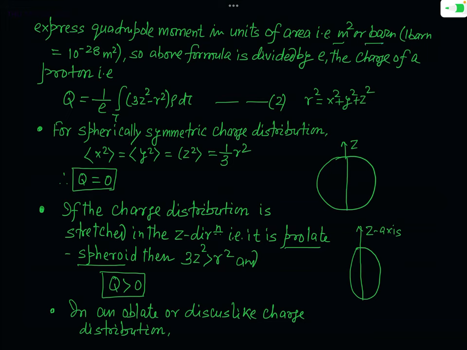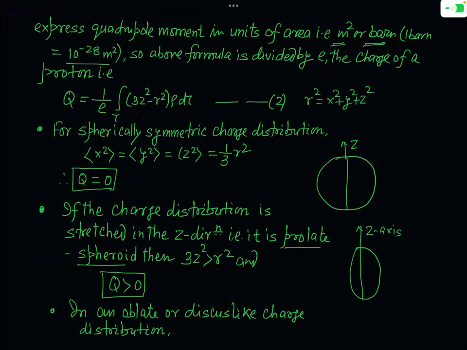In fact, the value of this quadrupole moment is very small, and meter square is a large unit. So if you express the quadrupole moment in meter square, the numerical value will be very small, which will not be convenient. So for a convenient number, we use a very small unit of this quadrupole moment, and that unit is barn. In fact, 1 barn is equal to 10 to the power minus 28 meter square. You can see this barn is a very small unit.